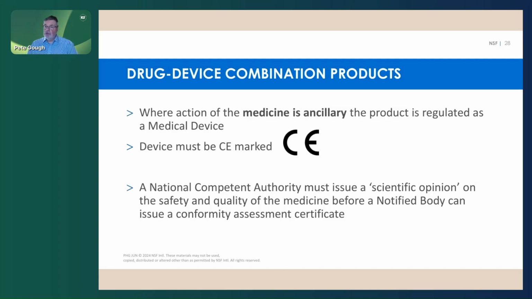So it talks about the two different types of combination products. And I'll deal first where the medical device is the principal mode of action. Here, the medicine is ancillary to the device, and therefore it will be regulated as a device, and it will go through the notified body process. If it's a higher risk device, it has to have the CE mark applied.